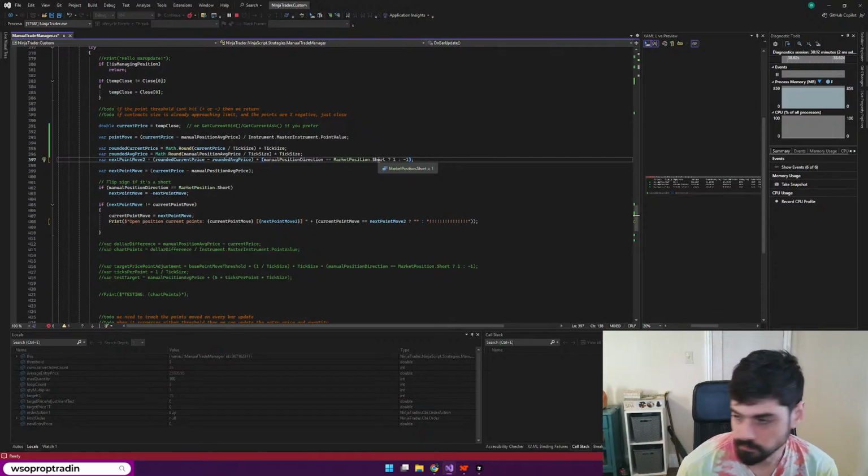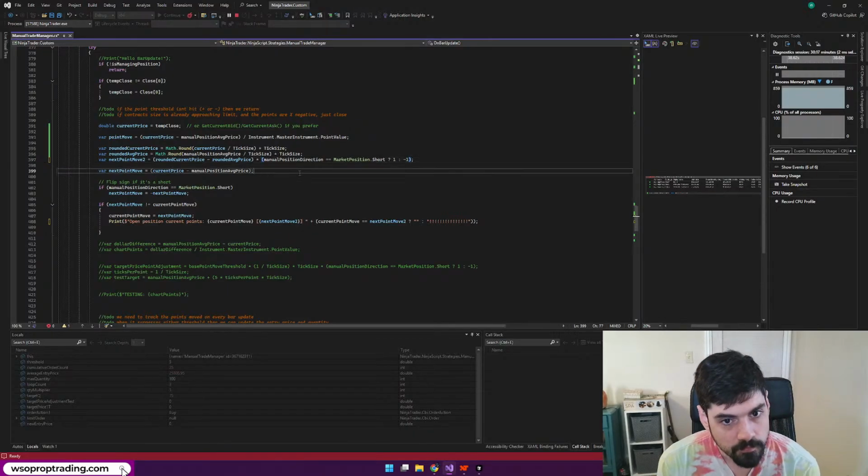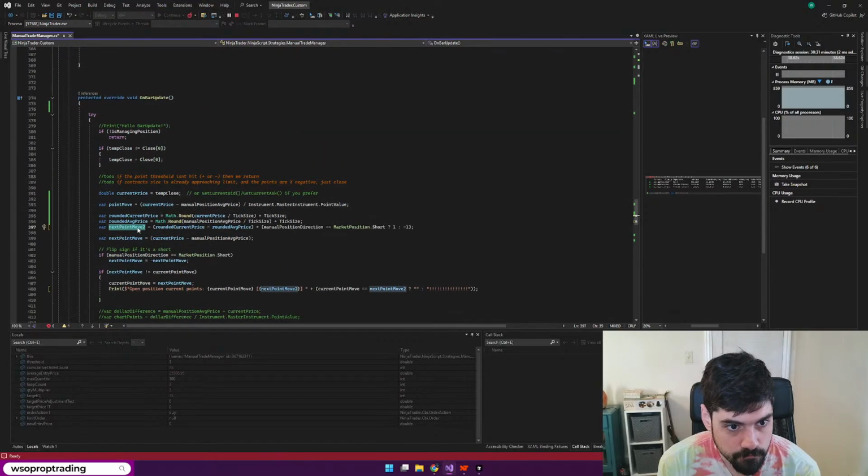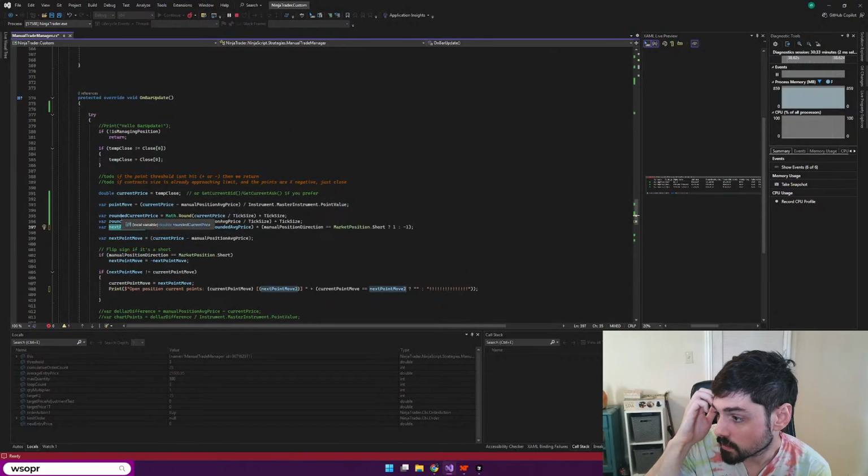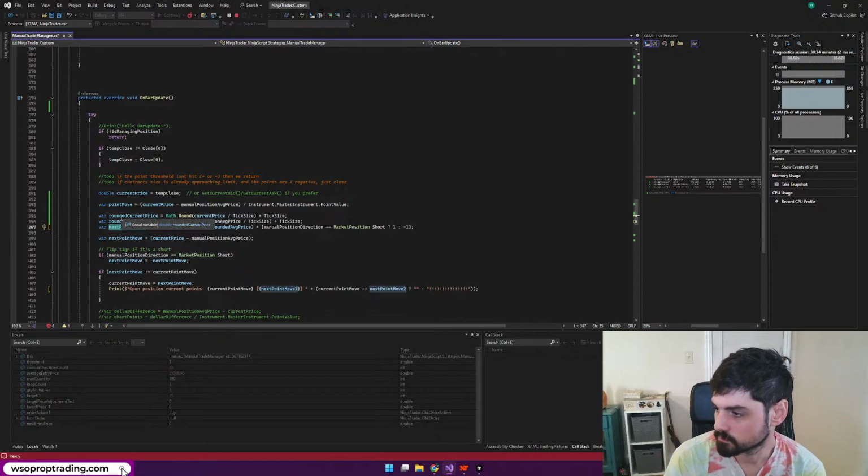Oh, right here, I just want to make sure this is inverting this number properly. So I'm just gonna logic this out. The current price. Yeah, so you can figure out if it's going too fast.